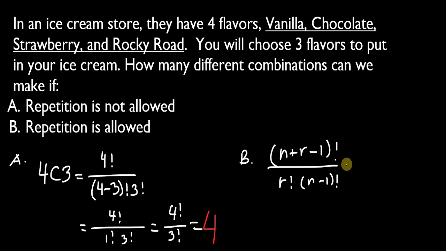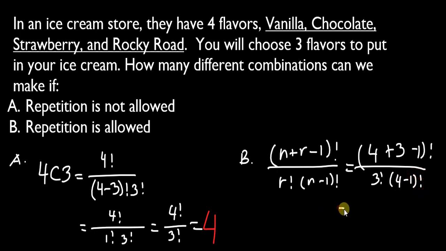Okay, so substitute natin. So that is n is 4 plus r is 3 minus 1 factorial. And that is 3 factorial times the quantity of n is 4 minus 1 factorial. And that is equal to 3 minus 1 is 2. And 4 plus 2, that is 6. So this is 6 factorial over 3 factorial times 4 minus 1, that is 3. So 3 factorial din ito.